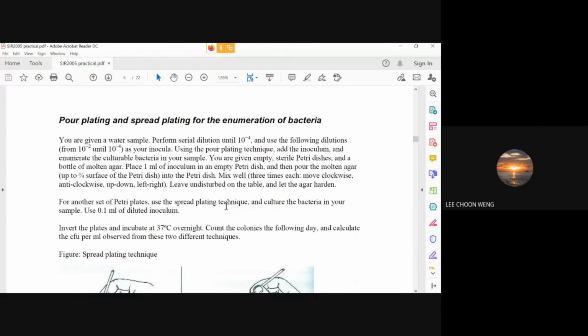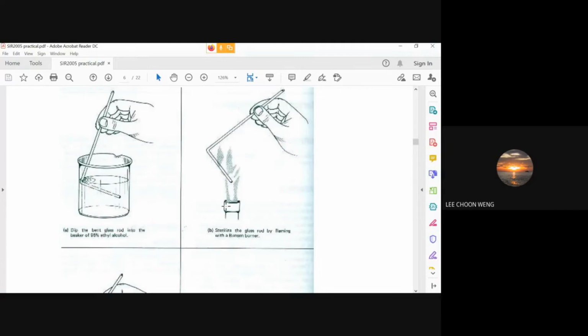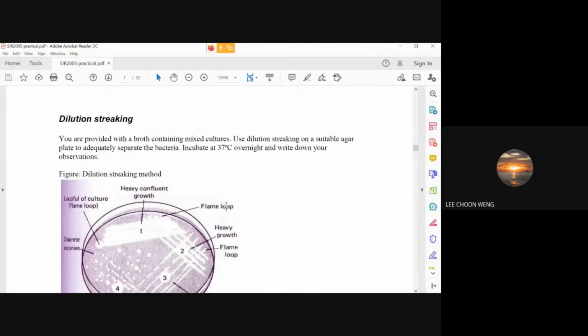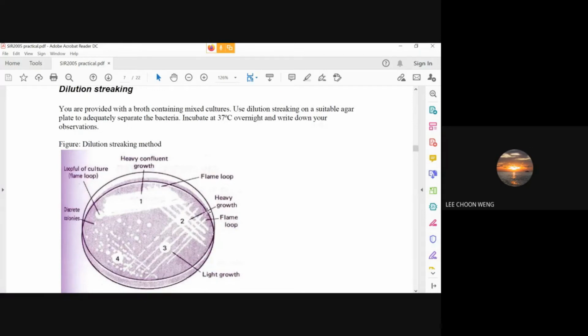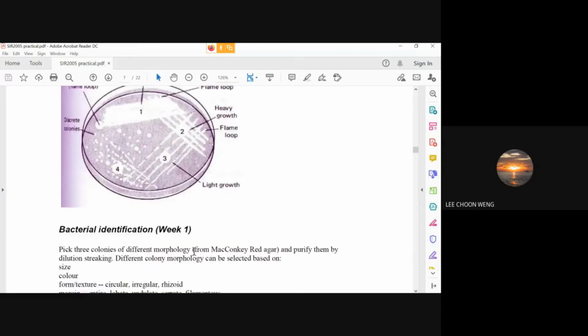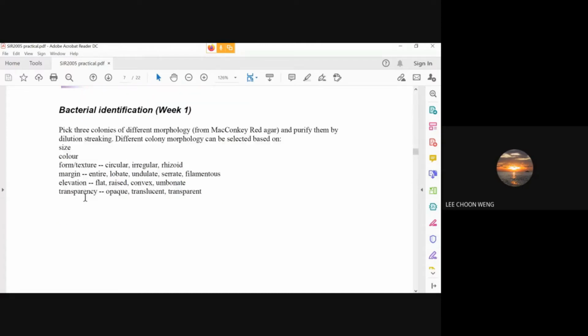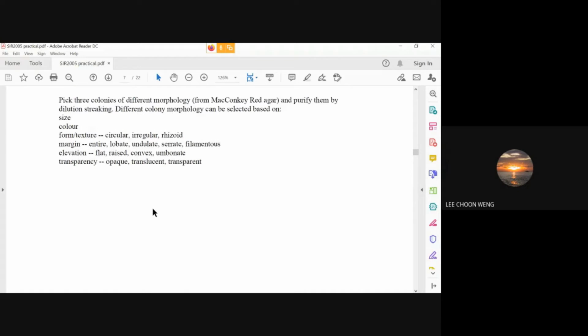So pour plating, spread plating for the enumeration of the bacteria. Then dilution streaking is this way. Then for bacterial identification, you can check out the different types of colony. These are terms that you can use to characterize your colony.